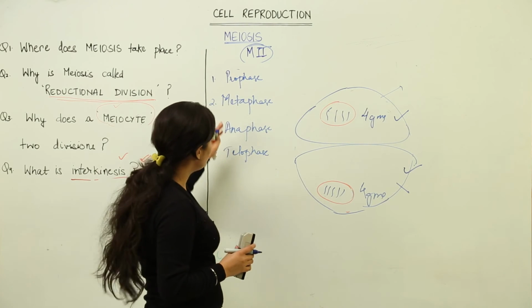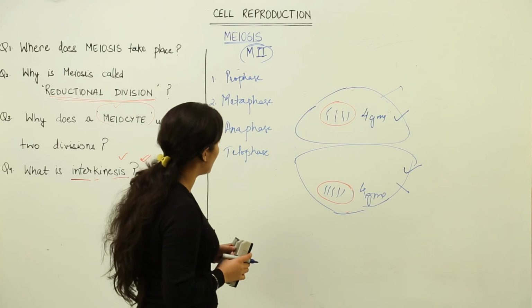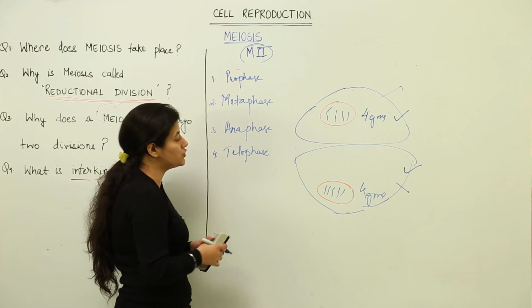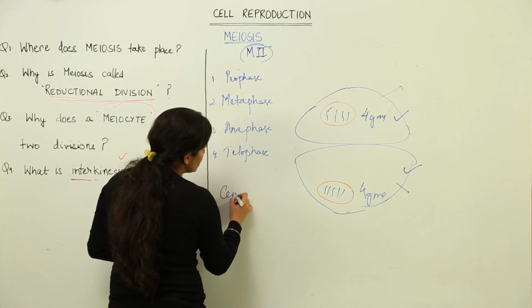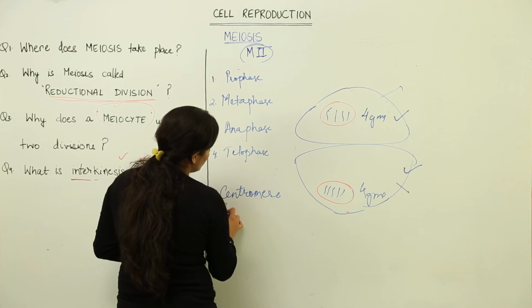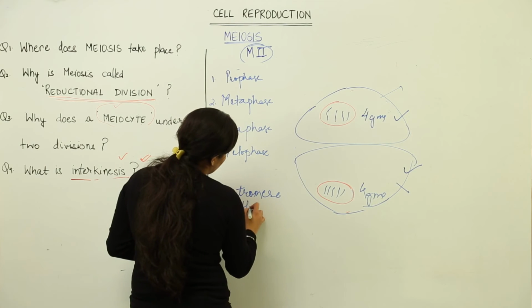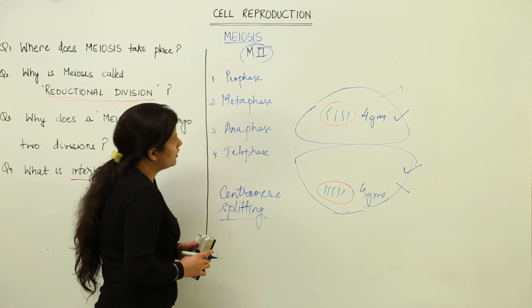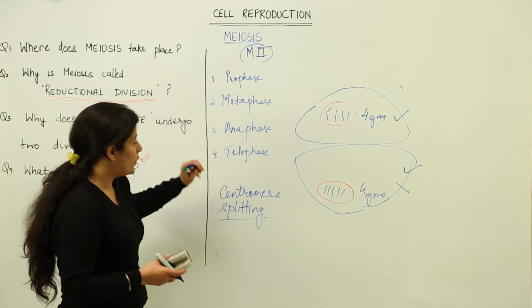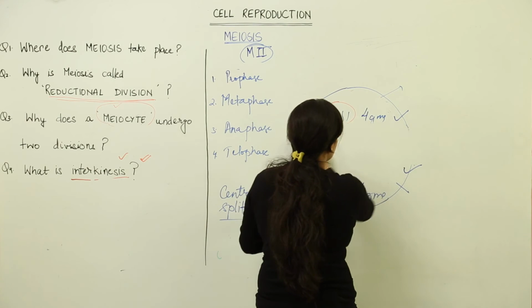Now in meiosis 2, 4 stages have to take place, and what has not happened in meiosis 1 has to take place in meiosis 2, that is centromere splitting. Centromere splitting could not take place during the anaphase of meiosis 1. It has to take place during this particular division.